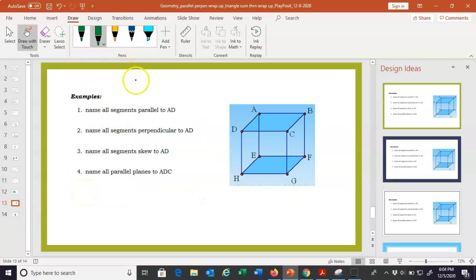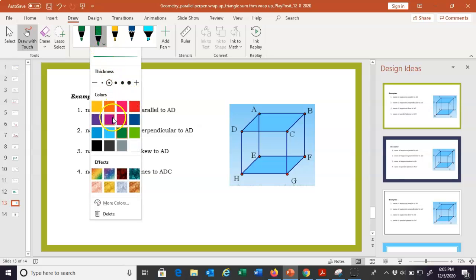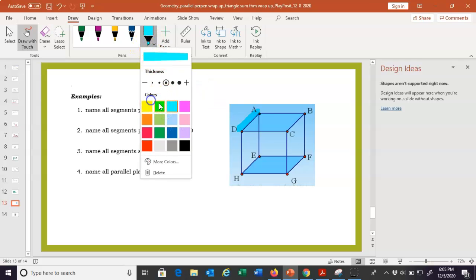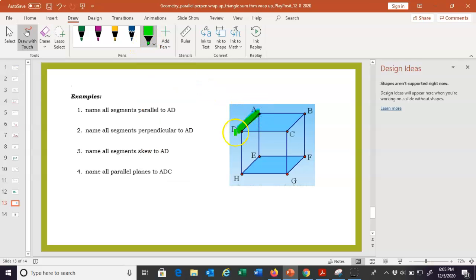All right, here's our last 4 examples. I'm going to get a different color. First one says name all the segments parallel to AD. We're talking about segments, so let's get a highlighter. Here's AD. All the segments parallel to that. So it will not cross, right? Like DC would be perpendicular, right? Because it's connected there at D. So BC is another parallel segment.